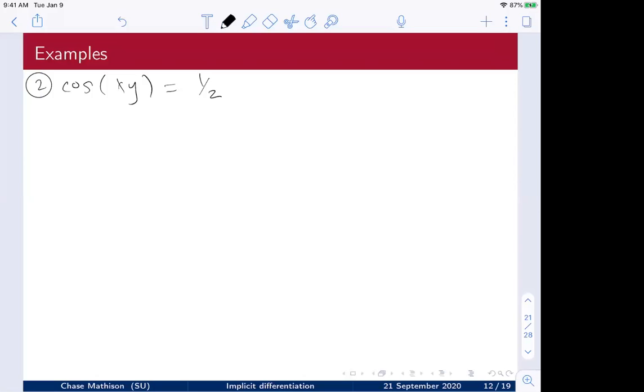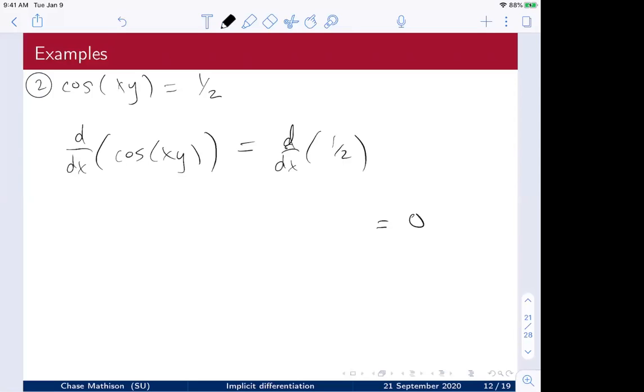Perfect. That's always implicit differentiation, always step 1. So I take the derivative with respect to x of both sides, d/dx of cosine of xy. That's definitely going to be a chain rule problem on the left, and d/dx on the right-hand side. All right, again, we'll do the easy side first. So what's the derivative of 1/2 with respect to x? 0, perfect.